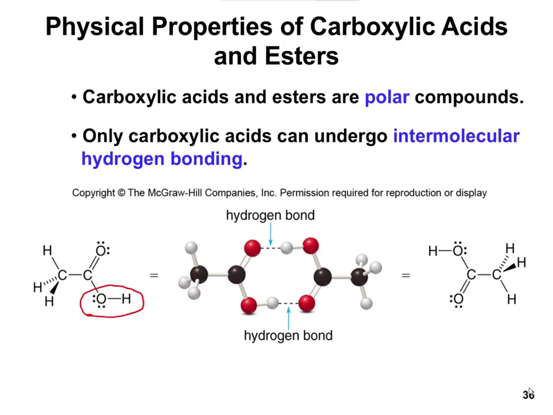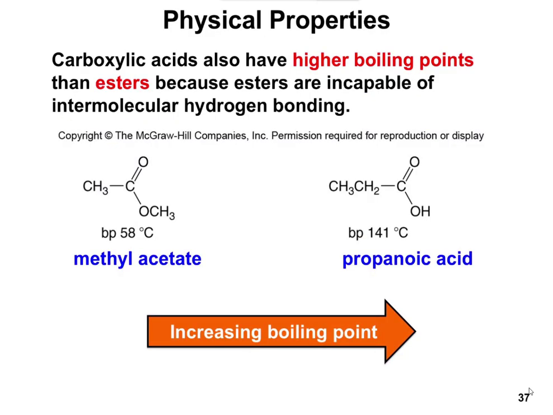In terms of an ester, you're not going to be able to undergo hydrogen bonding. So for instance, here is an ester, methyl acetate, and you'll see that all the hydrogens are attached directly to a carbon. Whereas in a 3-carbon carboxylic acid, where you have this OH there, that's able to undergo hydrogen bonding. So propanoic acid is going to have a very high boiling point.